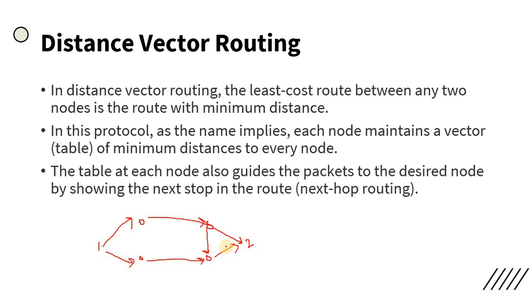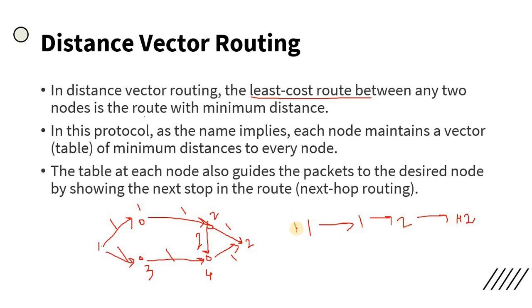So in distance vector routing, the least cost route between any two nodes is the route with the minimum distance. Which route is selected if you are using distance vector routing? The route which has the least cost. Suppose the costs on these links are 1, 1, 1, 1, 2, 1 and 1. Suppose this is router 1, this is the second router, this is the third router, and this is the fourth router. How can we calculate the distance between any two nodes? Suppose host 1 to router 1, router 1 to router 2, and router 2 to host 2.